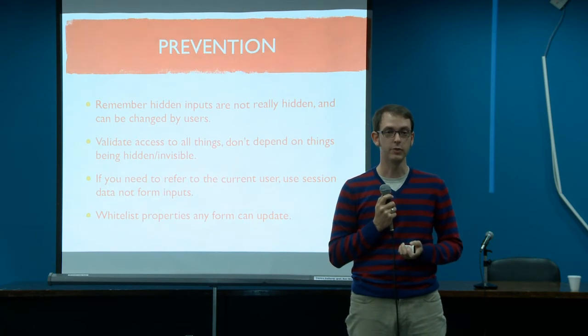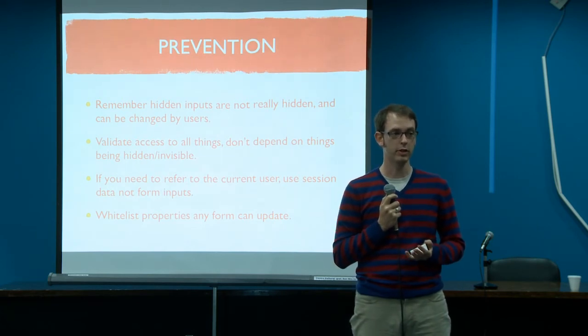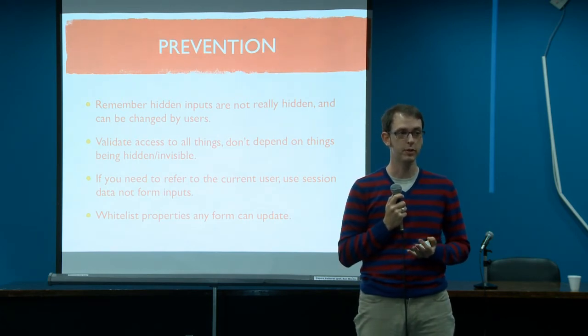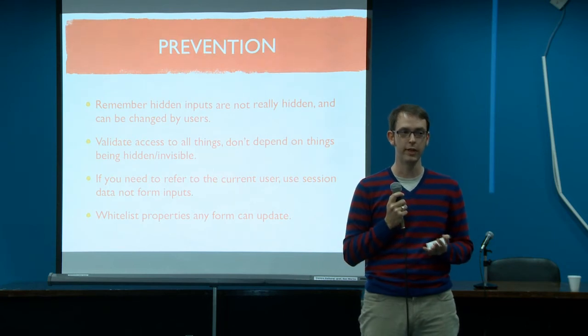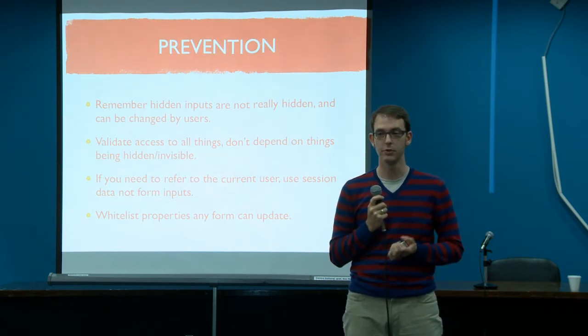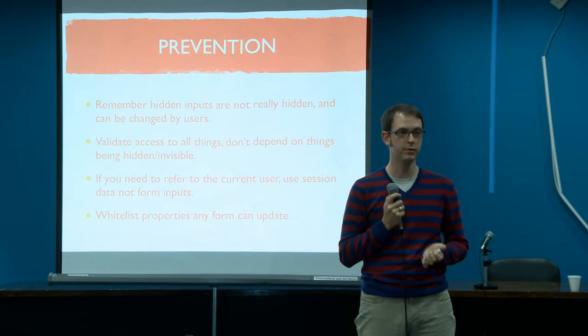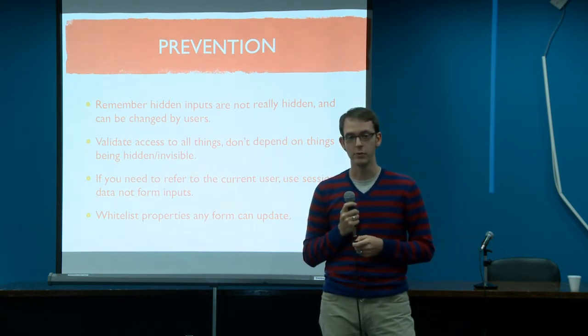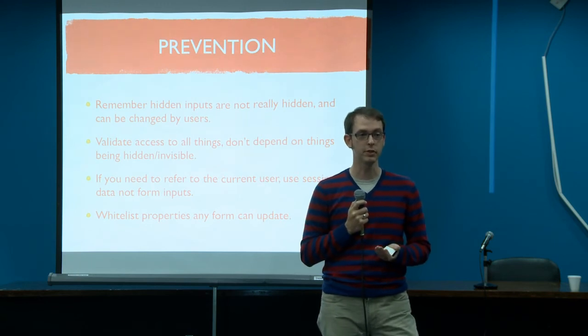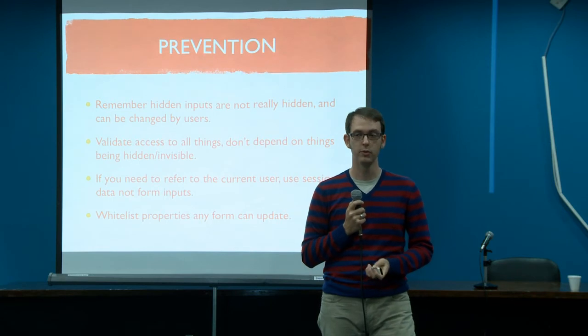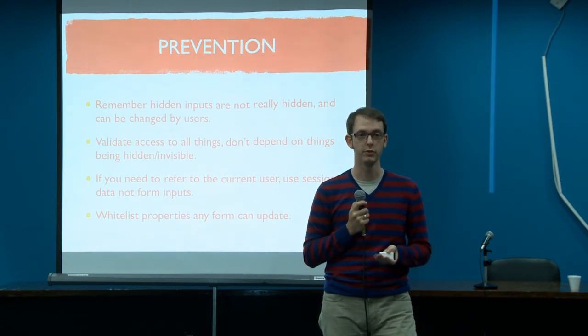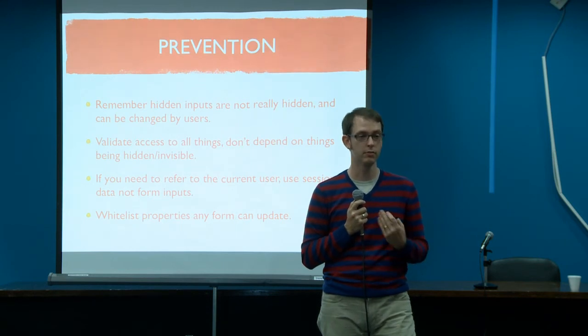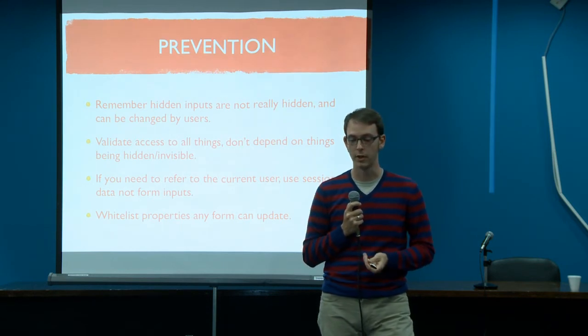Validate access to everything. So if people are trying to modify a document or read a document or read some data in your database, make sure that they can. This means you just have to write code. There's no easy solution for this like the previous ones. You just have to write code. If you need to refer to the current user, always use session data or some sort of data that doesn't come from the user. So if you want to modify a user's friends or modify something that belongs to the user, get the data out of the session, which isn't data they gave you.